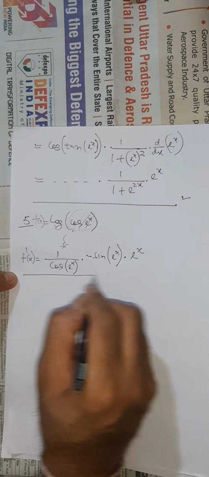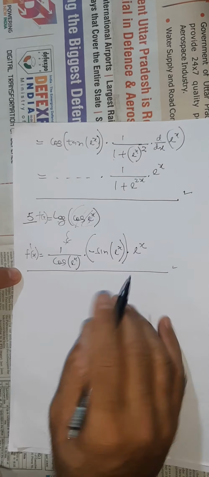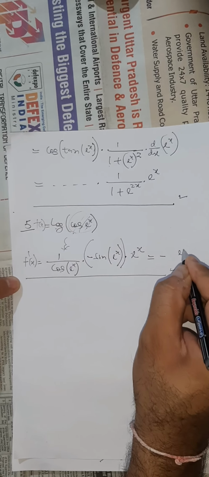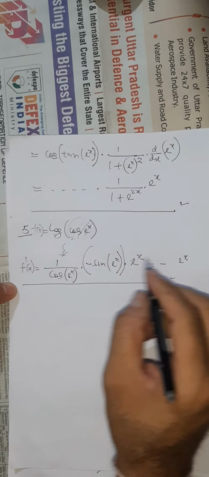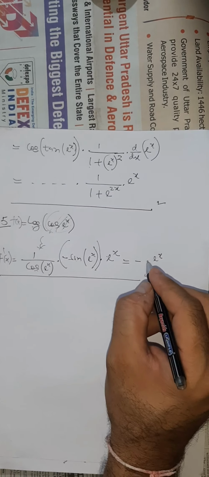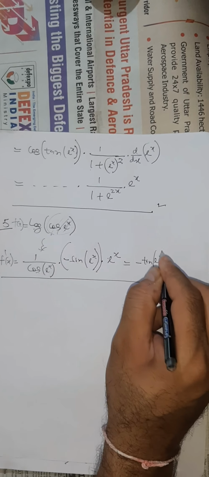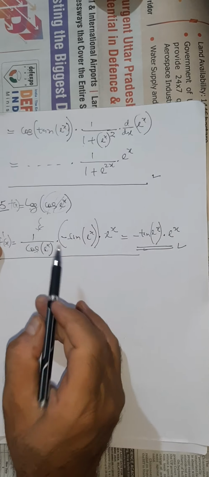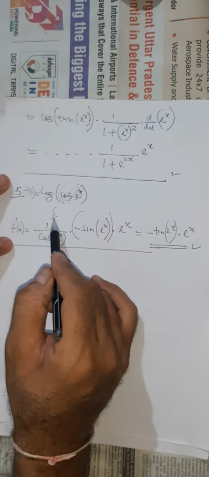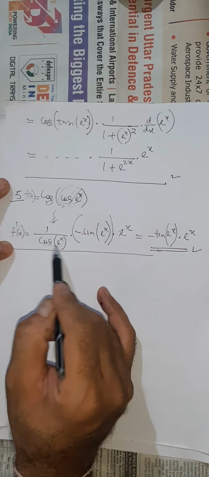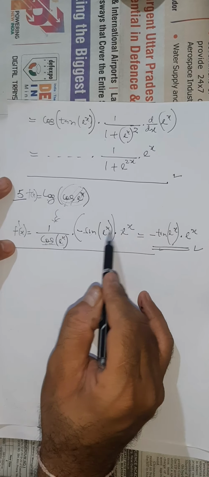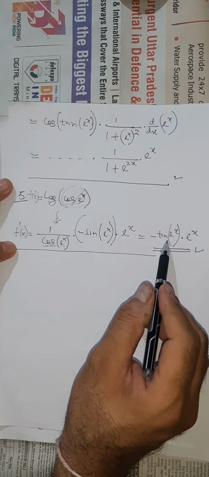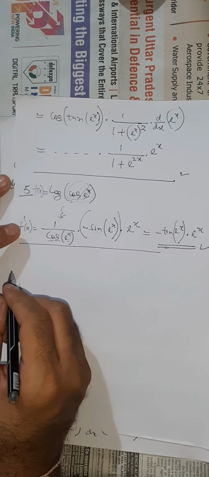I wrote it directly. You can write in detail, remember. One more step, if you want to write, this becomes minus e raised to x as it is, and sine by cos becomes tan of e raised to x into e raised to x. Log of something is 1 upon something. So 1 upon cos, then the derivative of cos is minus sine, and then the derivative of e raised to x is e raised to x. Minus sine as it is, sine by cos is tan, e raised to x as it is.